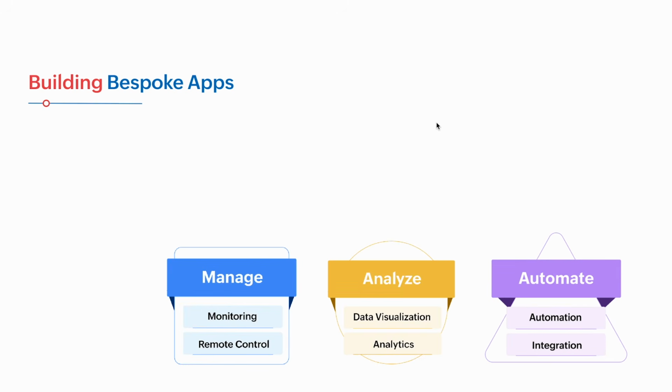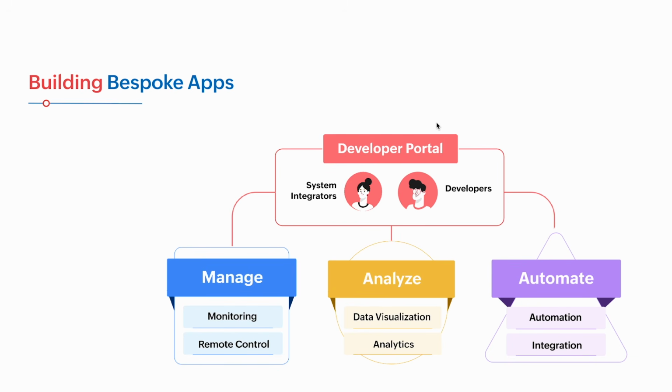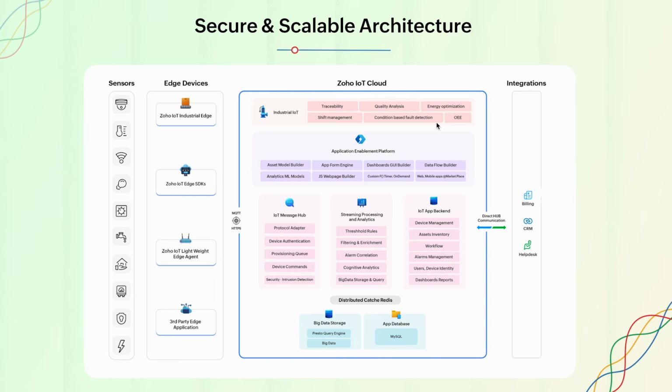So coming to the marketing architecture, we have these underlying manage, analyze, automate kind of modules. Over and above this, we provide a developer portal. This is focused on system integrators and developers, who can extensively create applications and customize them on top of it and deploy them in their customer space. So coming to the architecture, the central portion is the Zoho IoT Cloud.